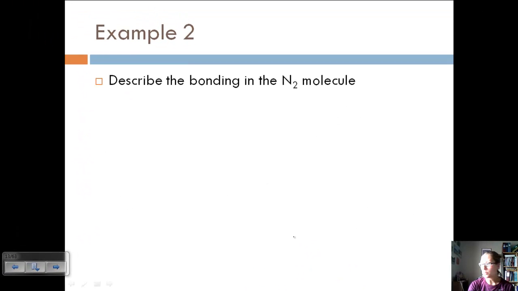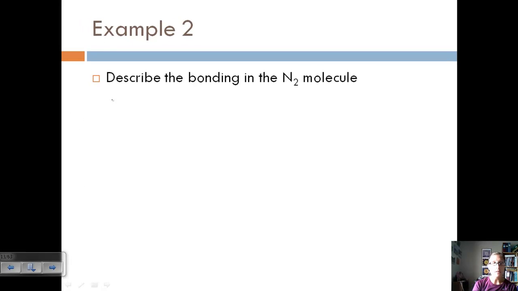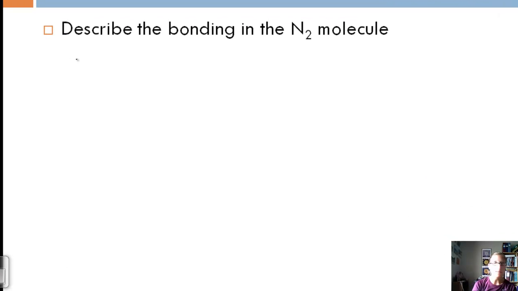Okay, let's look at another example. So let's describe the bonding in the N2 molecule. So step 1, draw the Lewis structure. Each nitrogen donates 5, so that should be 10 valence electrons. And if you do the Lewis structure, it should come out with a triple bond.